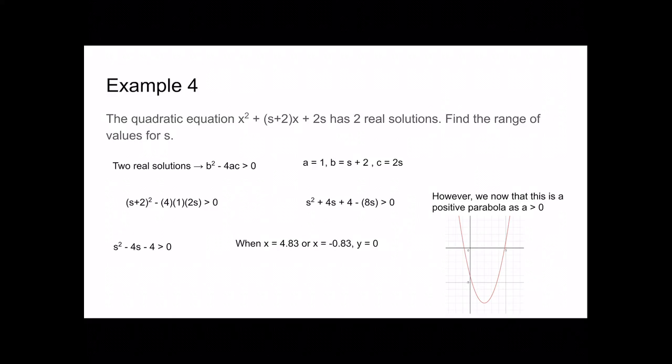And as you can see, you want to find when s squared minus 4s minus 4 is greater than 0. The graph is above the x-axis when it is to the right of one root or to the left of the other root, okay? So basically, when x is less than negative 0.83 or x is greater than 4.83, that's when your equation will be true. So that will be your range of values.